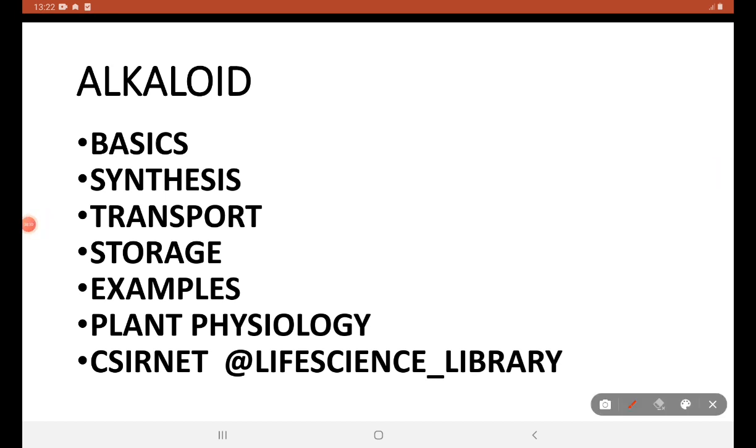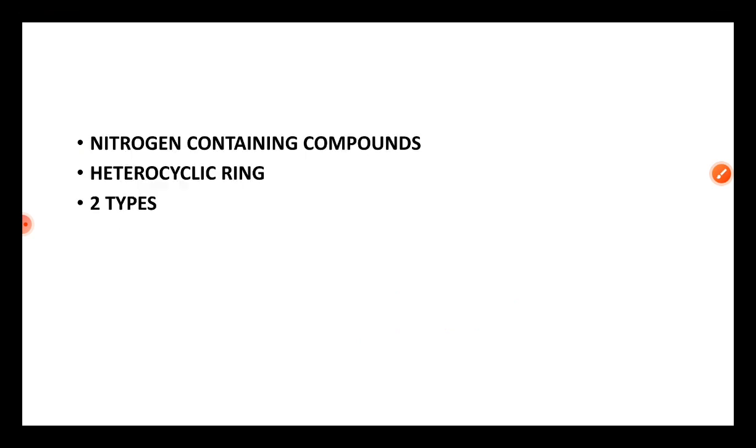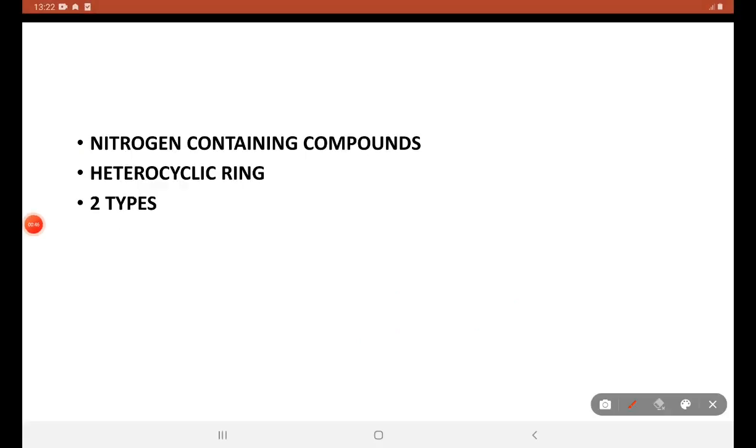In this video, we are going to see about the last secondary metabolite of CSIR-NET Life Science, that is alkaloid. The agenda of today's video is to discuss basic functions, synthesis, transport, storage, a few examples and roles of alkaloid. It comes under Plant Physiology, Unit 6 of CSIR-NET Life Science. First, we are going to see what alkaloids are.